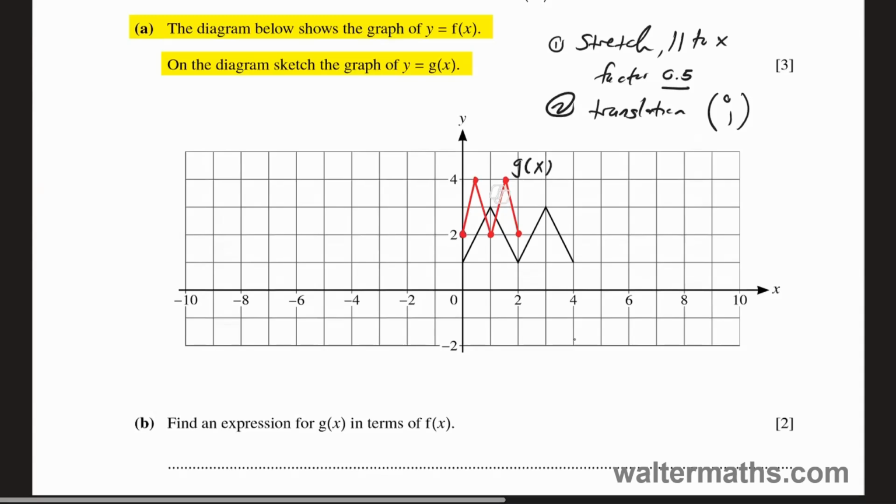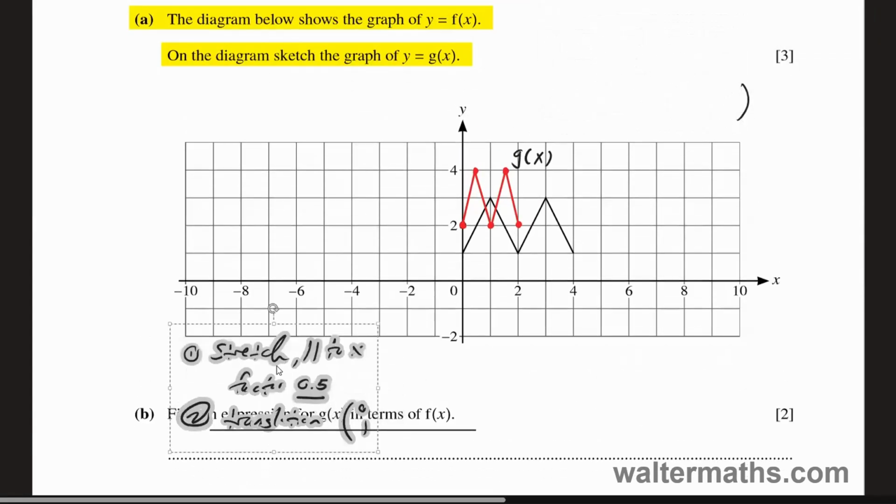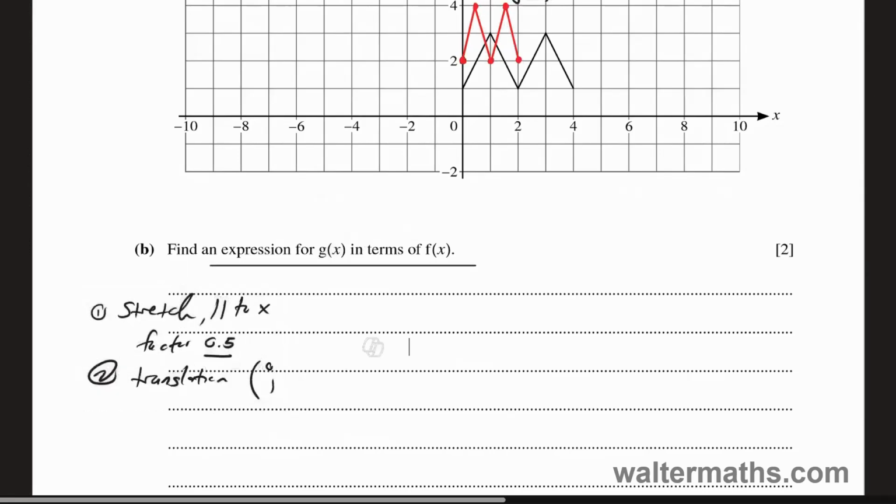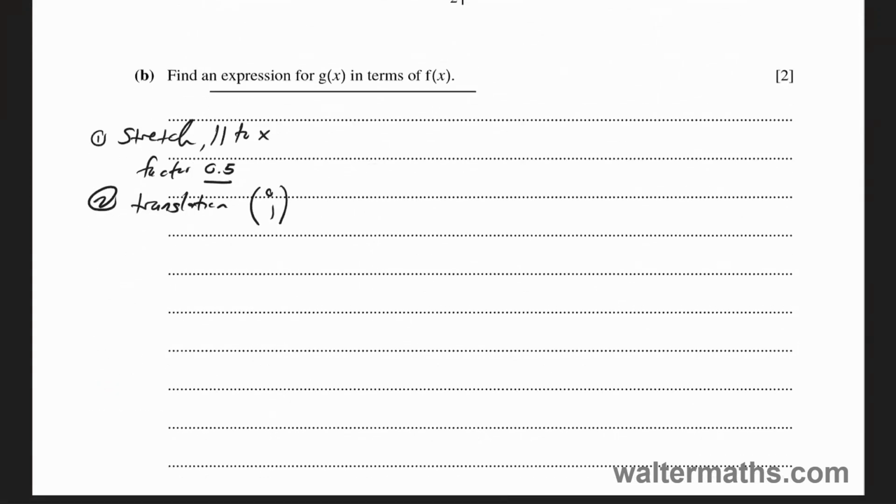Now on part B, they say we should find an expression for g of x in terms of f of x. Okay, so these are the two transformations. Let me just put this down here for guidance. So an expression for g of x in terms of f of x, well, the transformations that went by were the stretch of factor 0.5. So that's like f of 1 over 0.5 is 2, so f(2x). And this vertical translation is represented by plus 1.